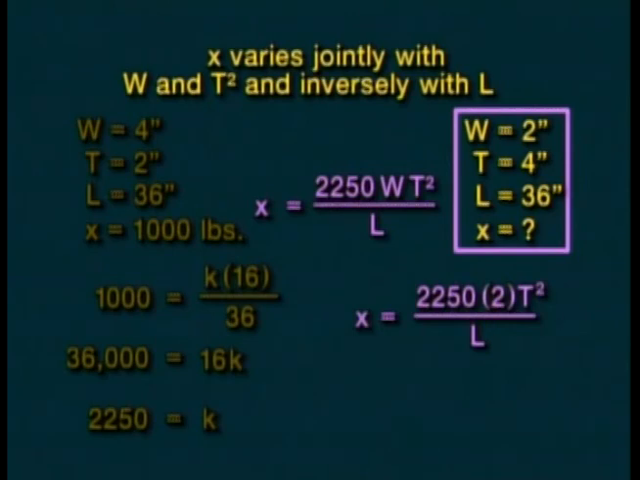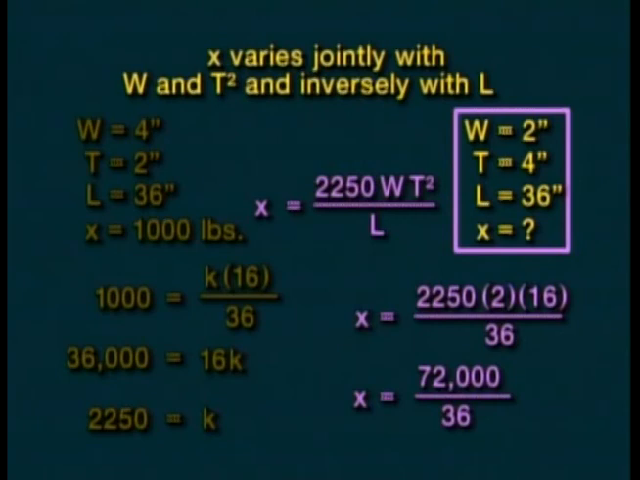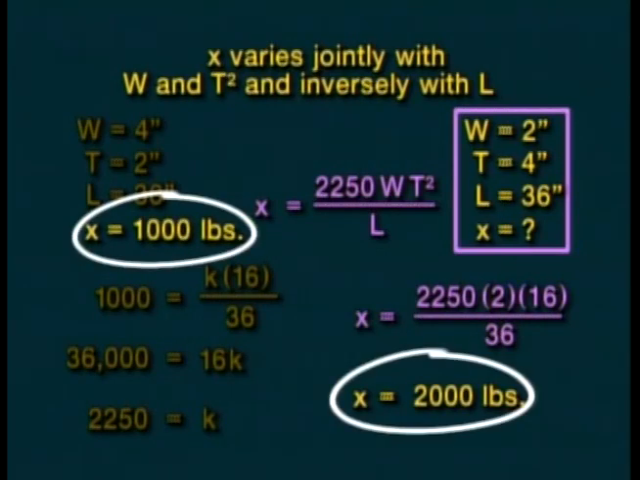Substitute width, thickness, and length in the formula. Now simplify the numerator. 4 squared is 16. 2,250 times 2 times 16 is 72,000. 72,000 divided by 36 is 2,000. Flipped on its side, the beam can hold 2,000 pounds. We can double the weight capacity just by putting the beam in a different position.